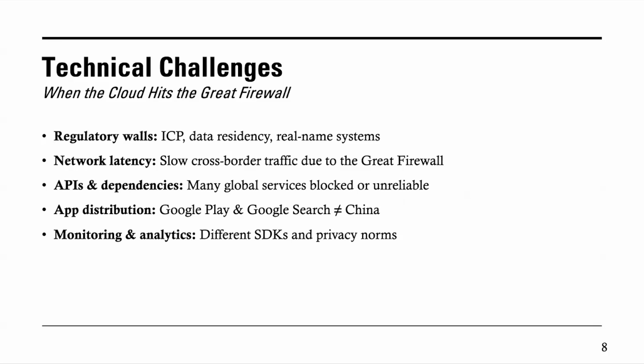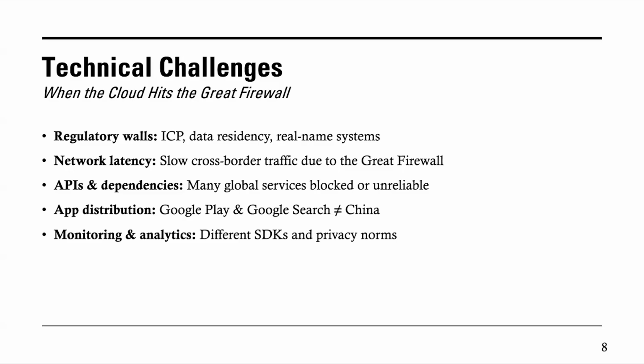Network latency, right? So we talked about the Great Firewall, right? If your app is hosted outside of the Great Firewall, even in Hong Kong or Singapore or the US, the network traffic has to go through the firewall, right? Which significantly slows it down. So if your app loads in 1 second in Hong Kong, it might take 5 to 10 seconds to load in mainland China, right? So you have to work around the network latency that you have.